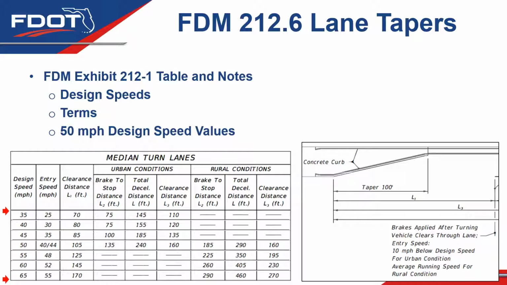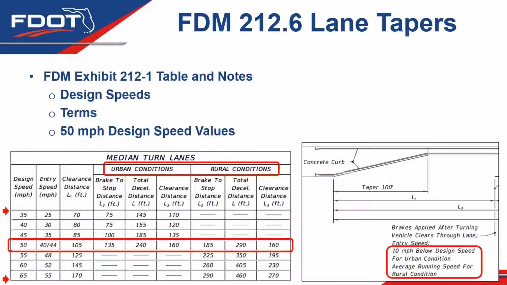for arterials and collectors. The terms urban and rural conditions have for the most part been removed or replaced in the FDM. Context classifications or design speeds or both are now provided in other tables where applicable. The row for 50 mph design speeds had values for both urban and rural conditions. So with all those issues in mind, we decided to modify the table and terms in Exhibit 212-1.